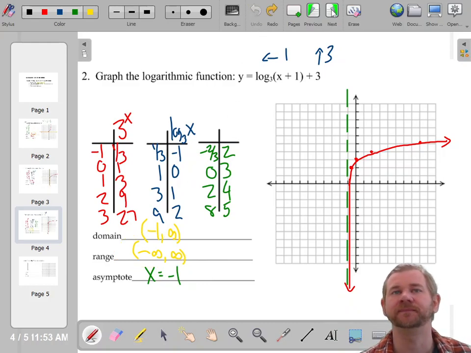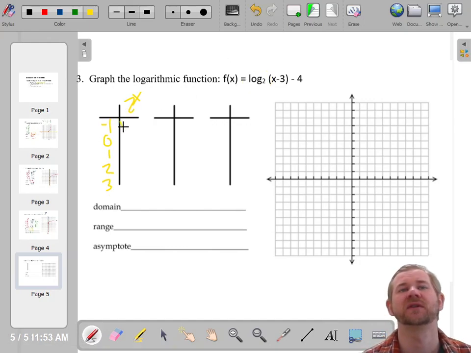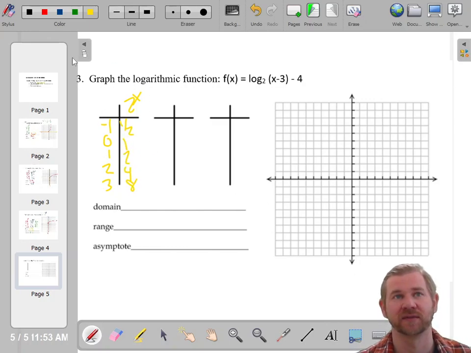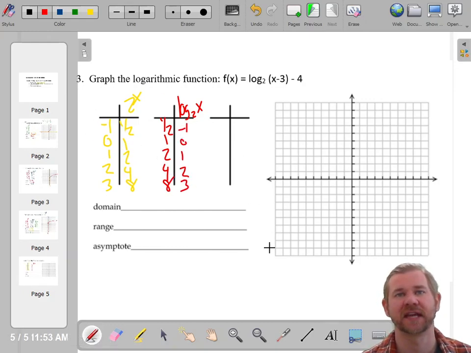Let's do one more. Base 2 logarithm means I'm going to start with a base 2 exponential. This will be my parent function, 1/2, 1, 2, 4, 8. It's the same parent function we've been using for the past several days. To get a base 2 logarithm parent function, you flip it. Now it's 1/2, 1, 2, 4, 8, and negative 1, 0, 1, 2, 3. So I'm just flipping the table. Now I can translate right 3, down 4.